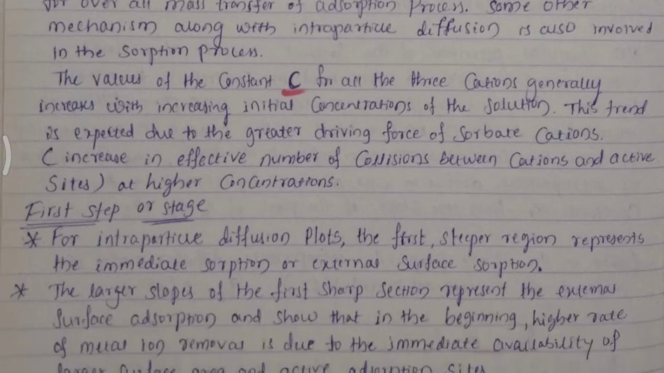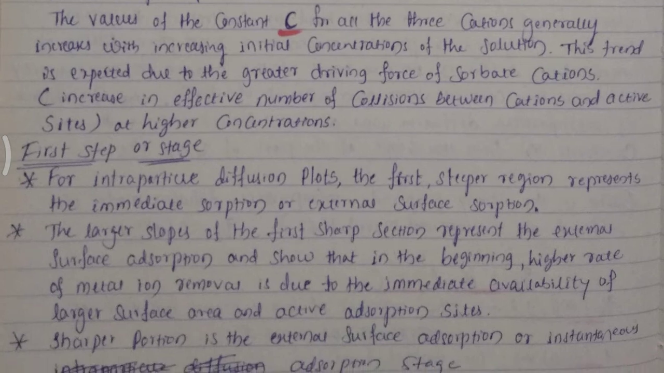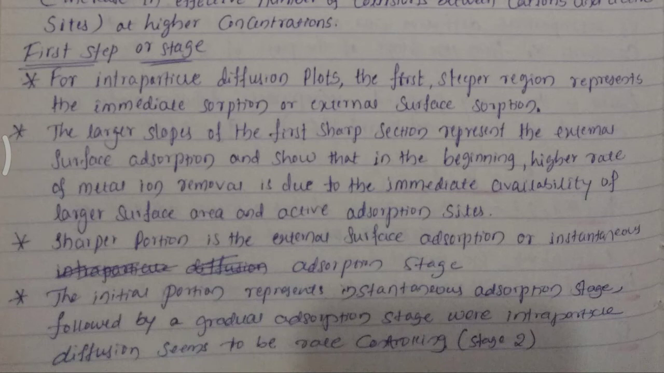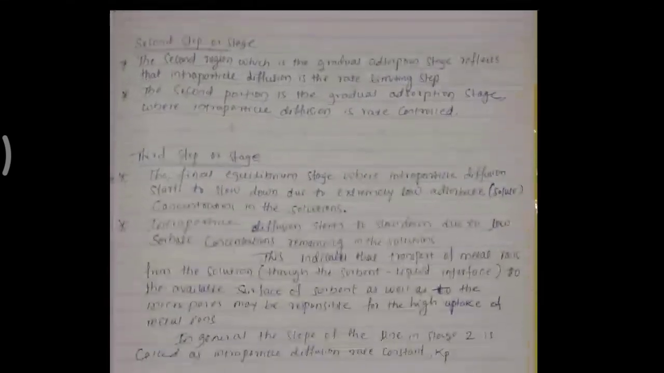The first step or stage of the intraparticle diffusion plot is the first steeper region, which represents the immediate sorption or external surface sorption. The larger slope of the first sharp section represents the external surface adsorption and shows that in the beginning the higher rate of metal ion removal is due to the immediate availability of larger surface area and active adsorption sites. The sharper portion is the external surface adsorption or instantaneous adsorption stage. The initial portion represents the instantaneous adsorption stage, followed by the gradual adsorption stage where intraparticle diffusion seems to be rate controlling.